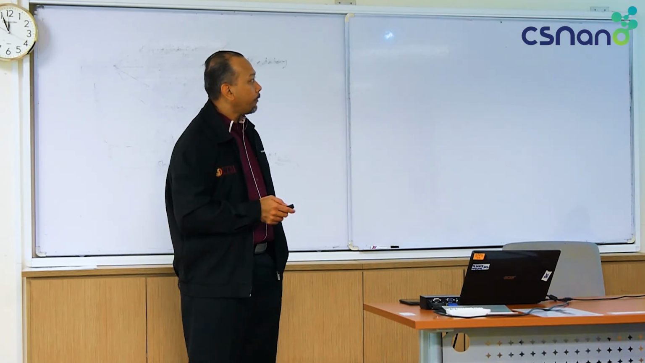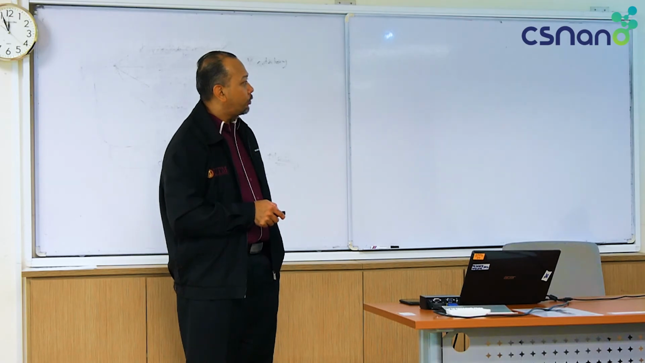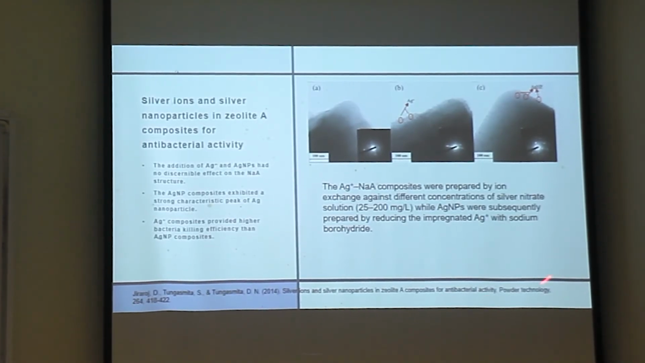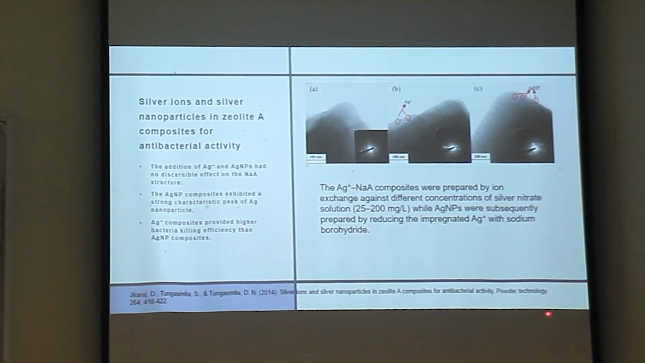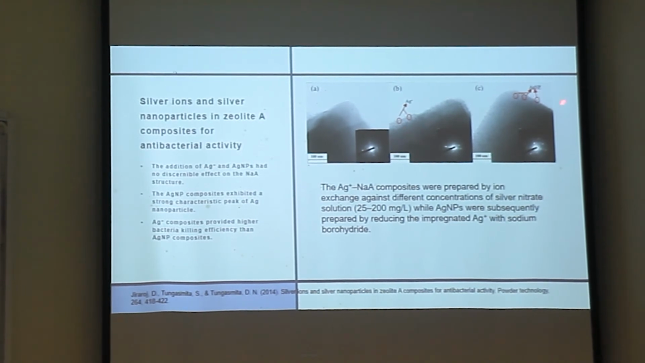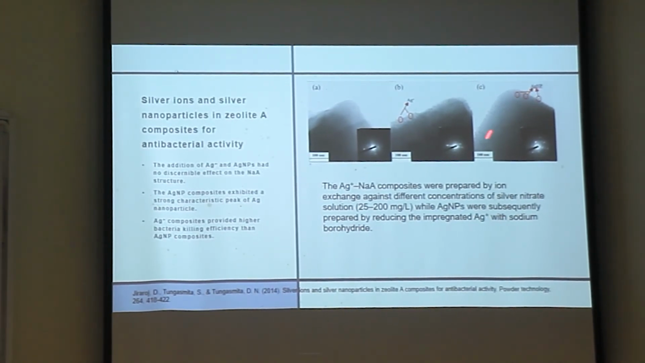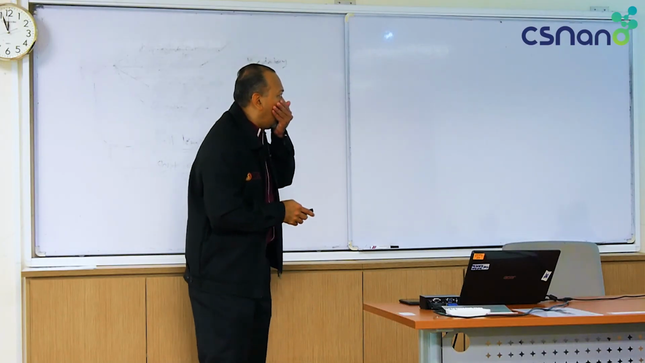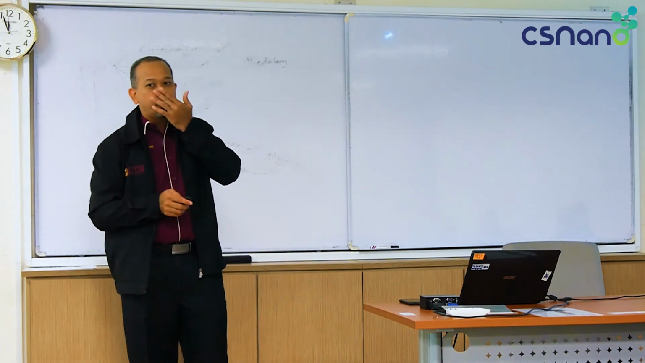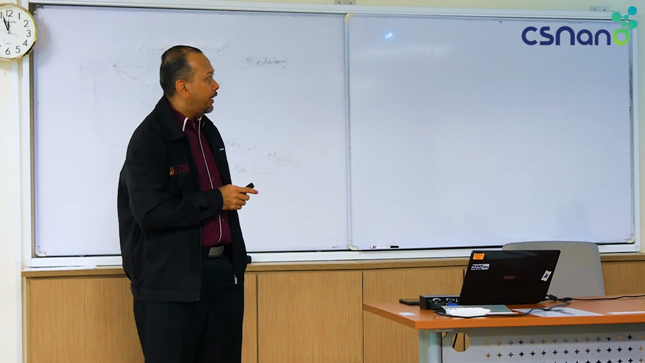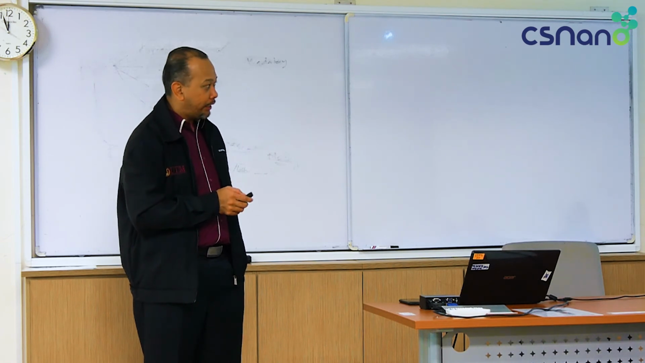This is another one, in 2014. They compared silver ions and silver nanoparticles in a zeolite A composite for antibacterial activity. They show that these are the AgNPs and these are the zeolite framework. Actually there are four papers on this, and I summarize them in this table.